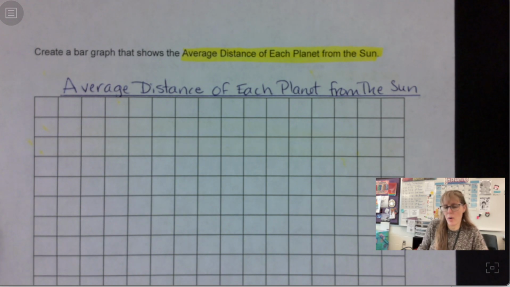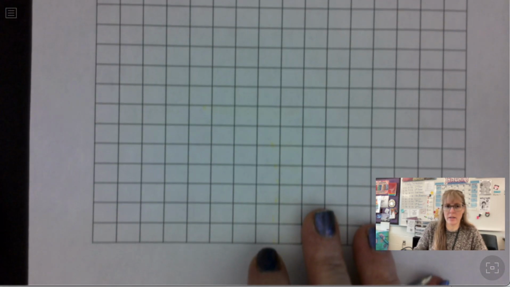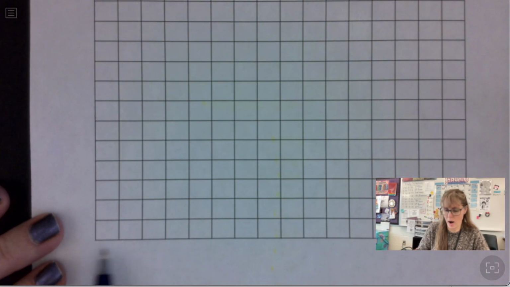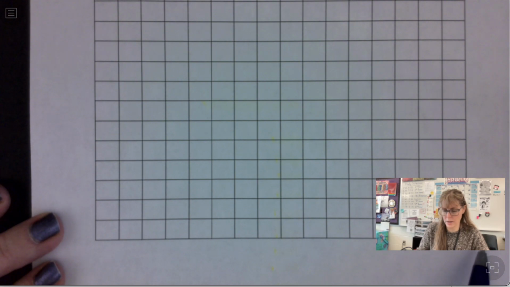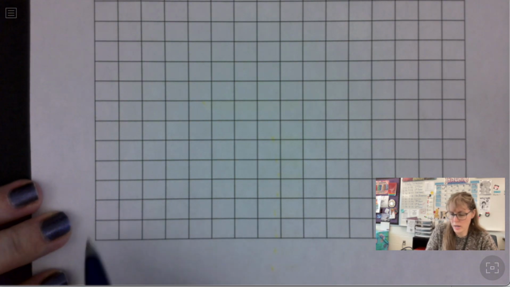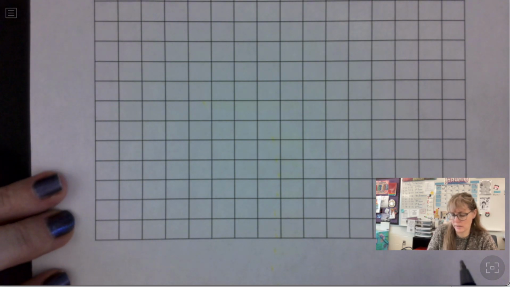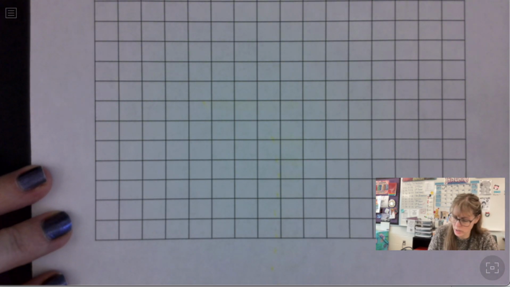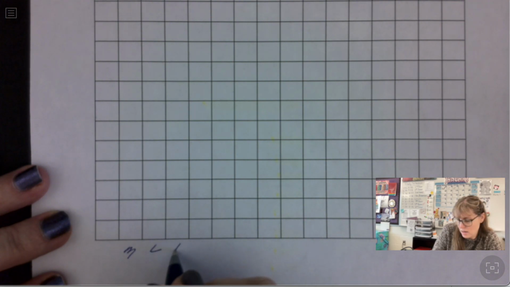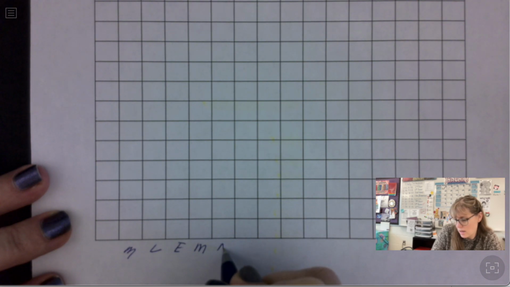Next, we have to figure out what we're going to put on our X and Y axis. Remember, the X axis is on this side and the Y axis is the line that goes across. I am going to use the line that goes across for the X axis, and I'm going to label each planet. Now, you can do it in 2 ways. So I'm going to start with Mercury because that's the order of the planets, right? Mercury, and then I'm going to go Venus, Earth, Mars, Neptune.